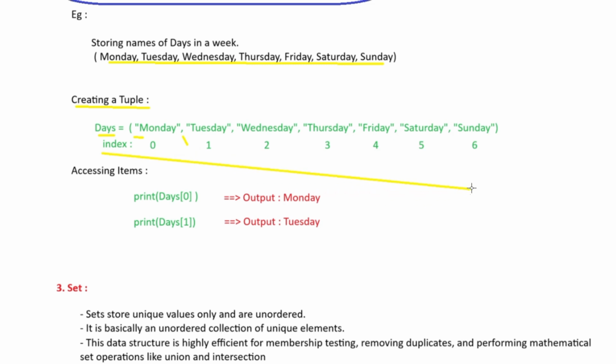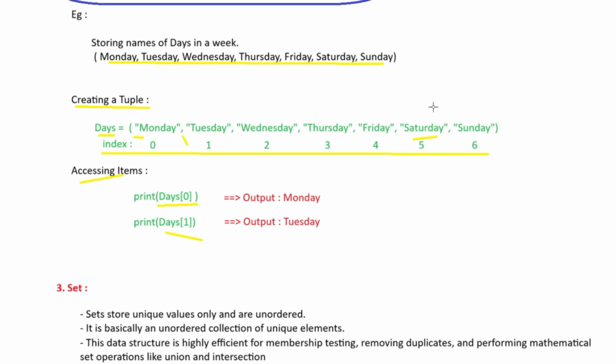Accessing items from a tuple. Tuples also support indexing. The first item is at position 0. The second item is at position 1. The third item is at position 2. So, if we want to access a specific value, like here we will access Saturday, Python goes to that index, which is 5, picks the value, which is Saturday, and gives it to us. Accessing items in a tuple works exactly the same way as lists.